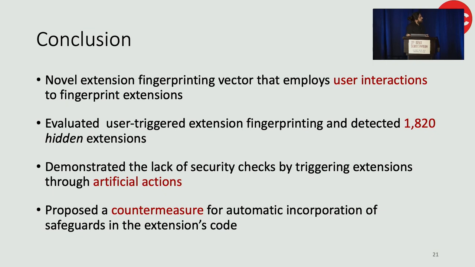So in conclusion, we presented a novel extension fingerprinting vector that employs user interactions to fingerprint extensions, while we also evaluated the user-triggered extension fingerprinting and detected a high number of extensions hidden from previous methods. In parallel, we demonstrated the lack of security checks by triggering extensions through artificial actions, and finally, we proposed a countermeasure for automatic incorporation of safeguards in the extensions' code, and you can find more information in the paper.